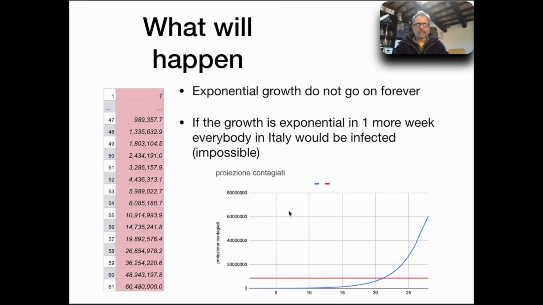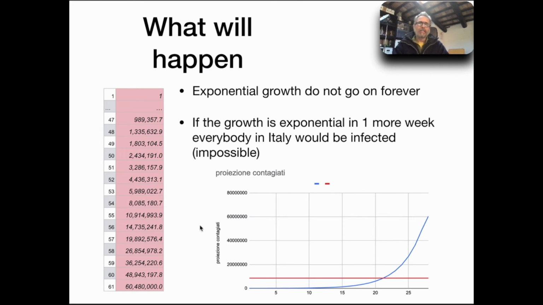and covers everybody. But of course, an exponential growth cannot go on forever, and this is due to the fact that in 1 week we would have everybody infected in Italy. All the doctors tell us that this is impossible, that there are some people who are not going to get infected, and so on. So we are soon going to get out of the exponential growth.